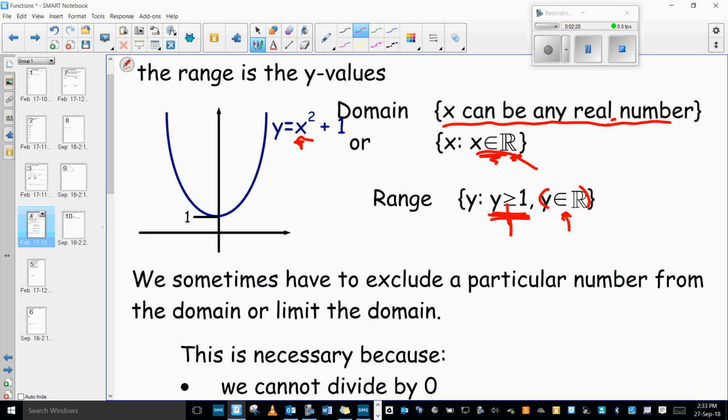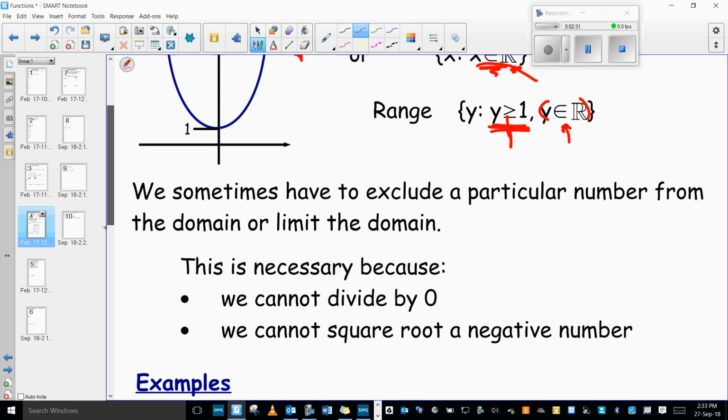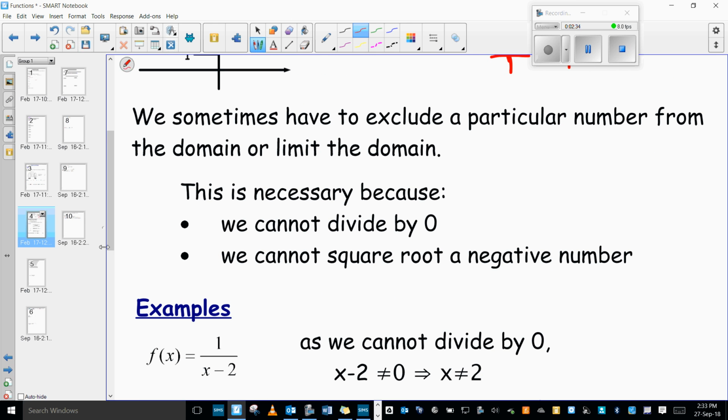Now, we do actually have to sometimes exclude a particular number or a range of numbers from the domain. The two main situations that we would have to do that is because we cannot divide anything by 0, and we cannot square root a negative number. Okay, so they are the two main situations. Why can't you square root a negative number? It's mathematically impossible. That's when the i comes in. Remember we talked about square root of -1? Oh, yeah, that imaginary number. Wouldn't i be the square root of any negative number? A quantity of i, yes.